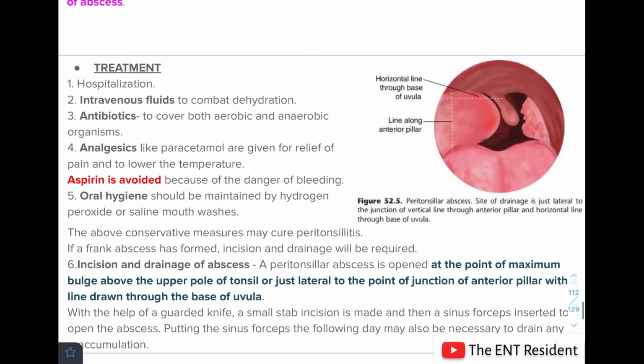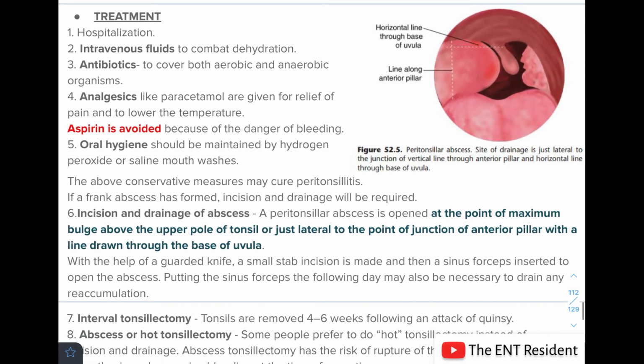Coming to treating the case. So first you have to hospitalize the patient, give intravenous fluids to combat the dehydration, and antibiotic coverage for both aerobic as well as anaerobic organisms, with analgesics like paracetamol given for relief of pain and to lower the temperature. However, you have to remember here that aspirin should be avoided because of the danger of bleeding. Oral hygiene to be maintained by hydrogen peroxide or saline mouthwashes. So these are all the conservative measures that you should first take care of.